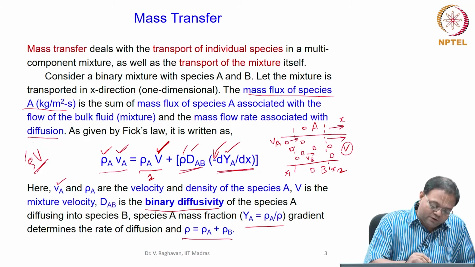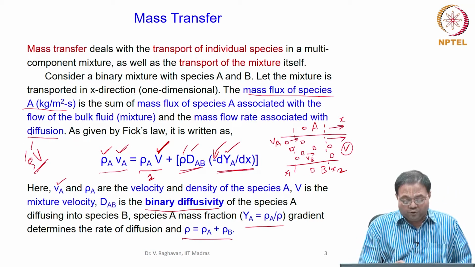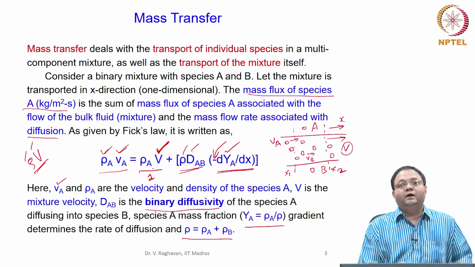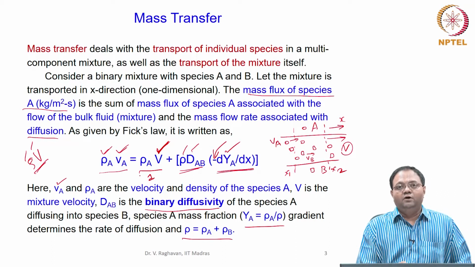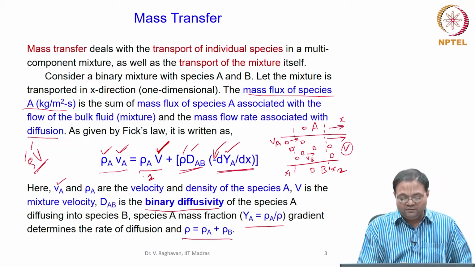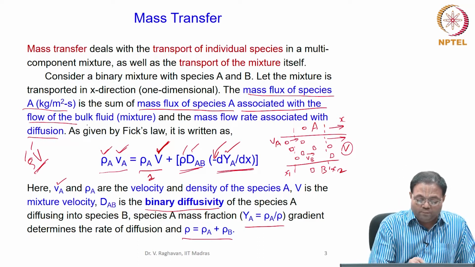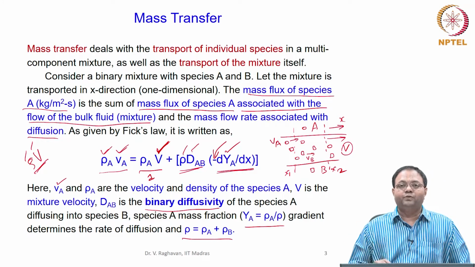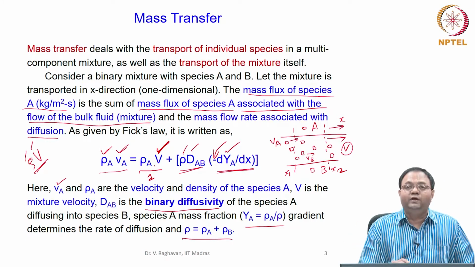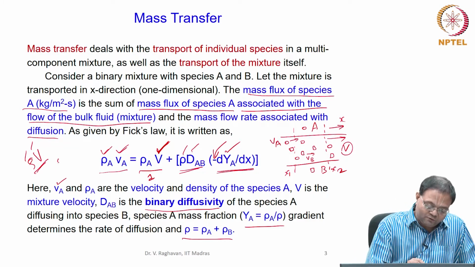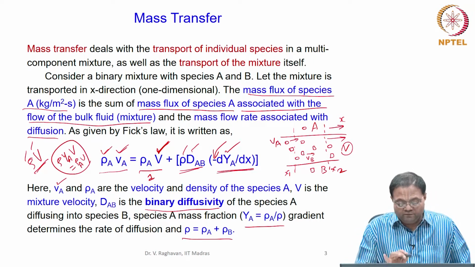Here we have mixture density and mixture velocity. Now rho A into V will be the convective flux of species A, that is the mass flux of species A associated with the flow of the bulk fluid or the mixture. So that is rho A into V. We can also write this as rho into YA into V, which equals rho A into V. So that is the first term.